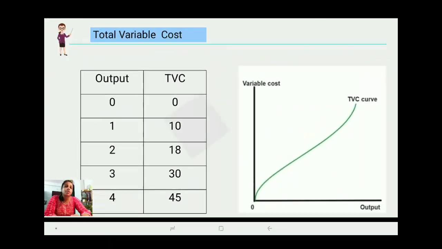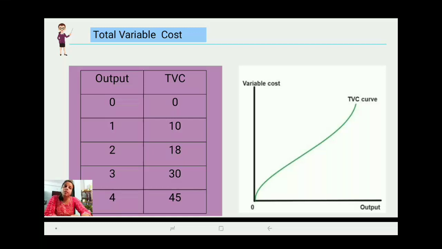Then we come to variable cost. As I said, variable cost varies with the change of output. But when output is 0, there is no variable cost, because only when we start producing do we start using raw materials, power and labor. When our production is not there, we will not spend on these variable factors. That is why at 0 level of output, our variable cost is 0. And as we increase our output, our total variable cost increases. Here it is 10, 18, 30, 45, and it keeps on increasing.